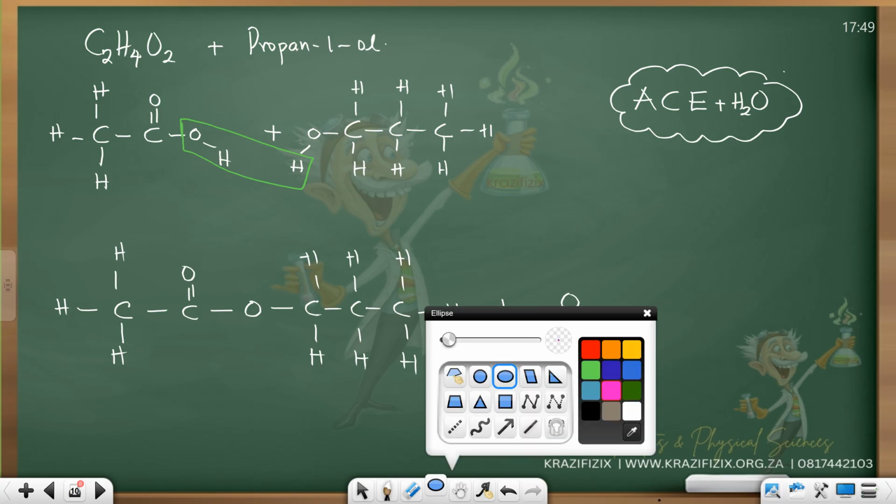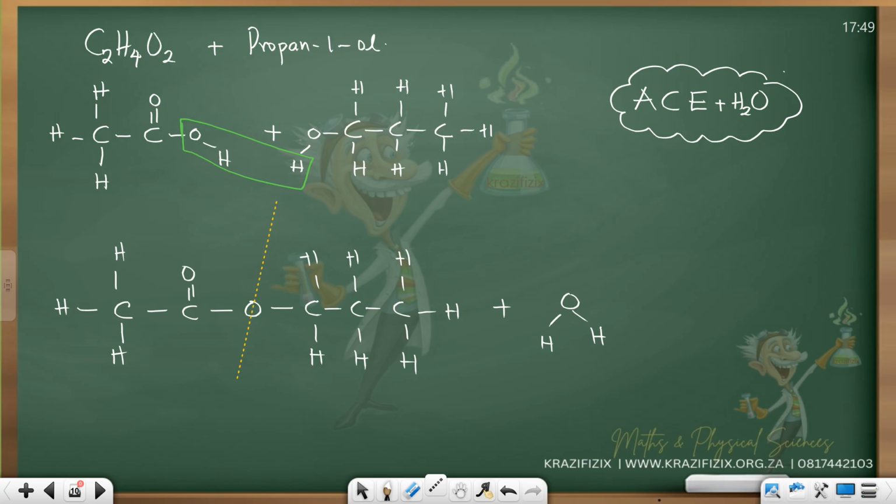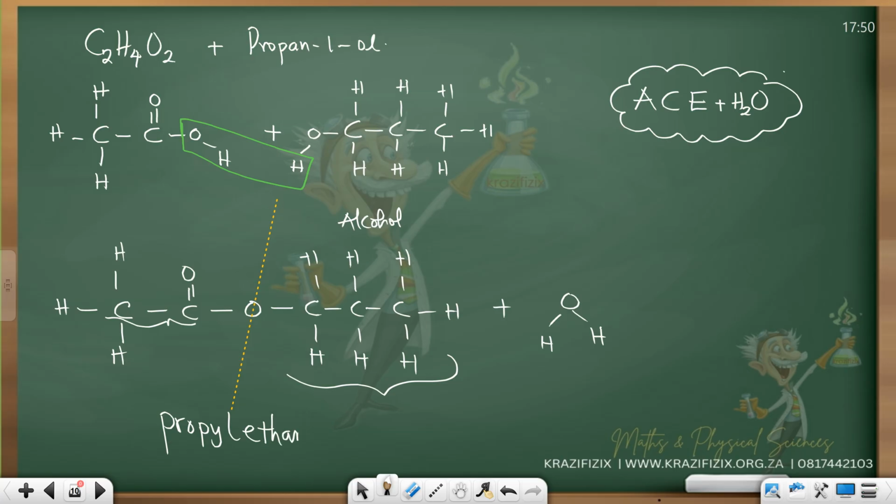If I want to name this, I am going to split this into 2. Where I have the double bond is the carboxylic side. The other side becomes the alcohol side. We start from there because that's where the alcohol came from. So it's A first. So what will it be? Propyl. And then 2 here: ethanoate. Propyl ethanoate.